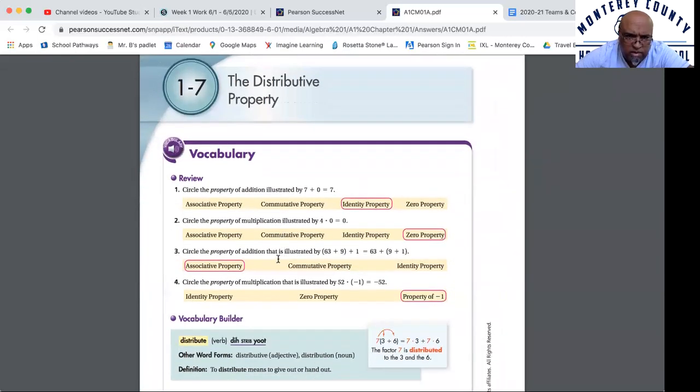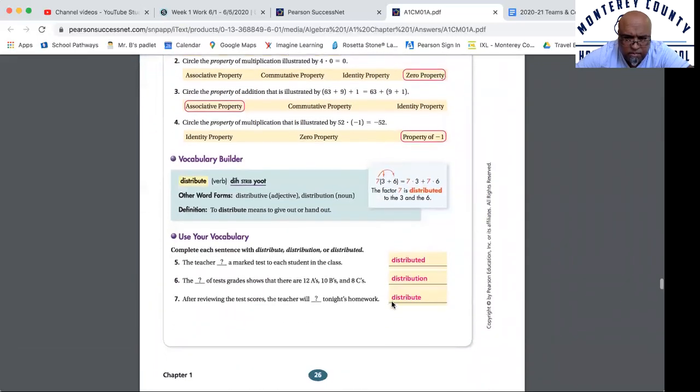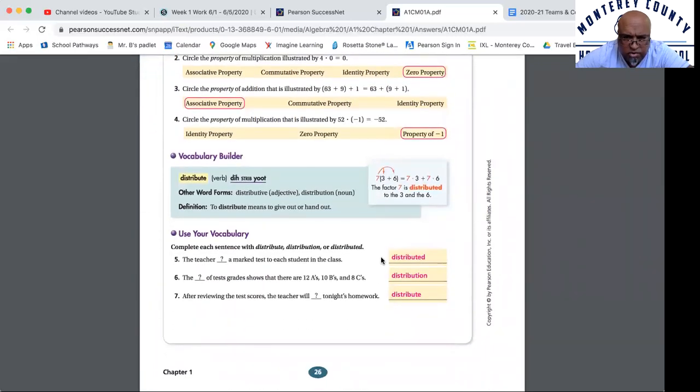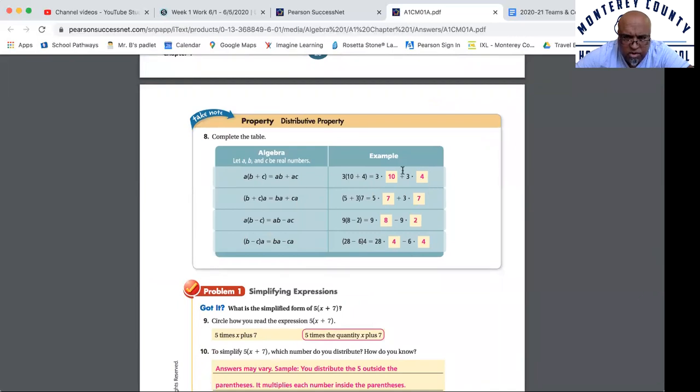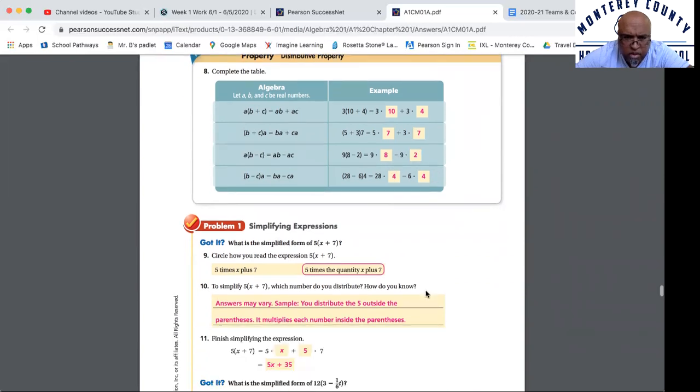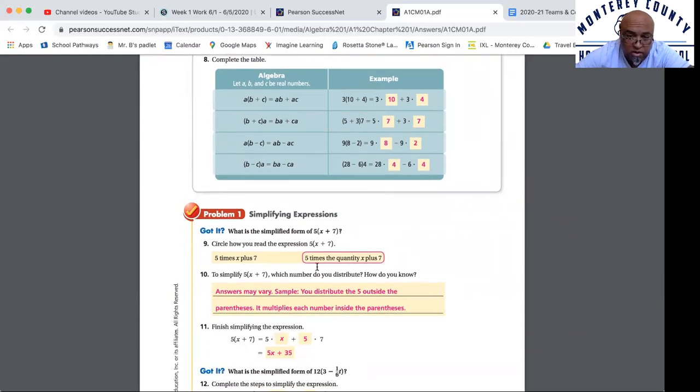Let's do 1-7. Question 1 is identity property, 2 is zero property, 3 is associative property, and 4 is property of negative 1. Question 5 is distributed, 6 is distribution, 7 is distribute. Question 8, the answers are 10, 4, 7, 7, 8, 2, 4, and 4. Question 9 would be the second sentence, 5 times the quantity x plus 7.